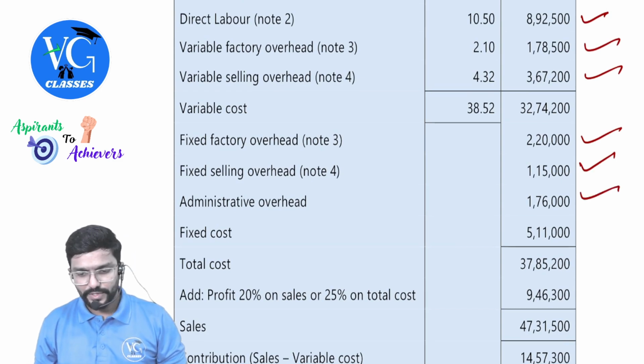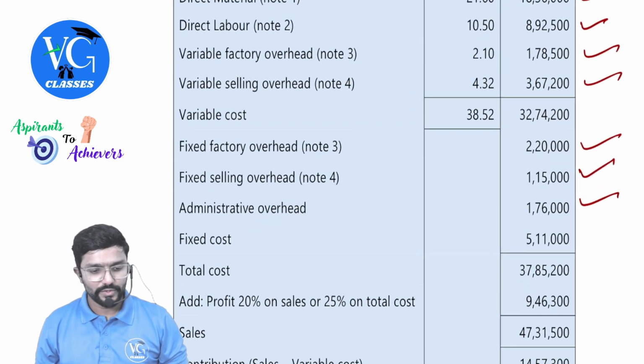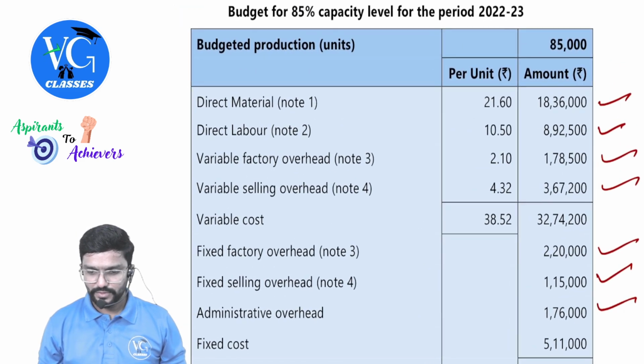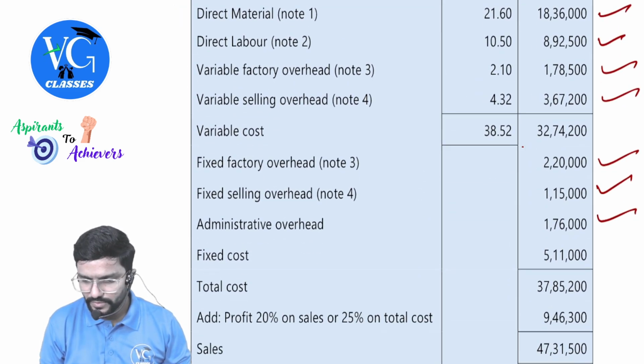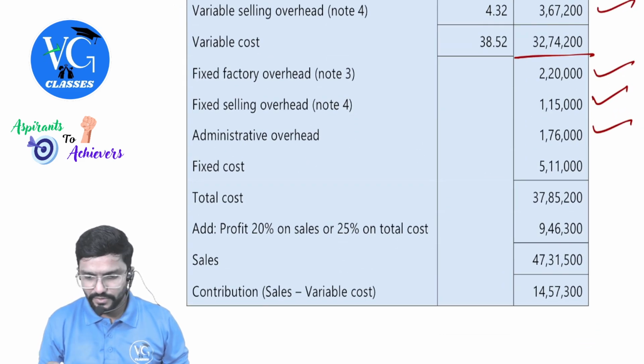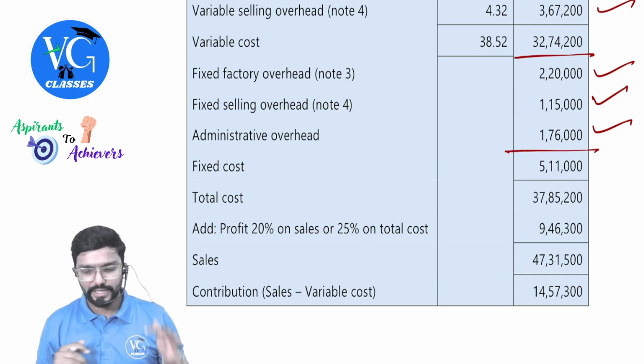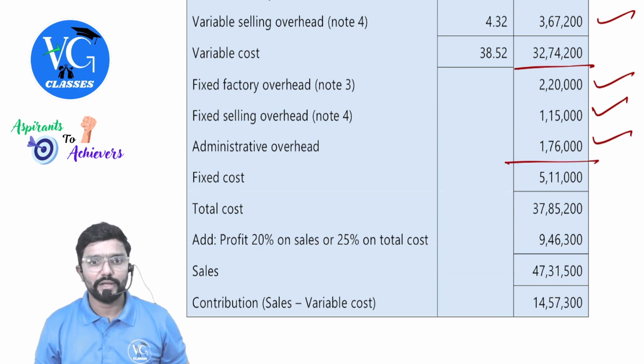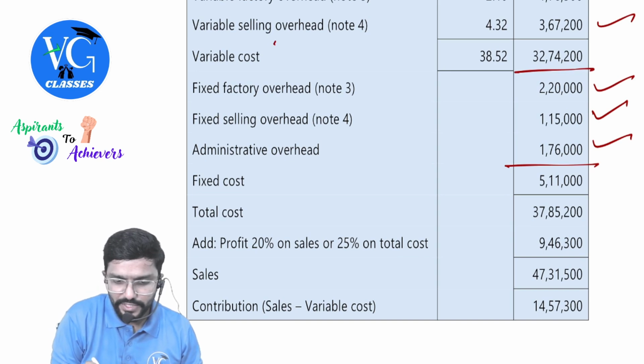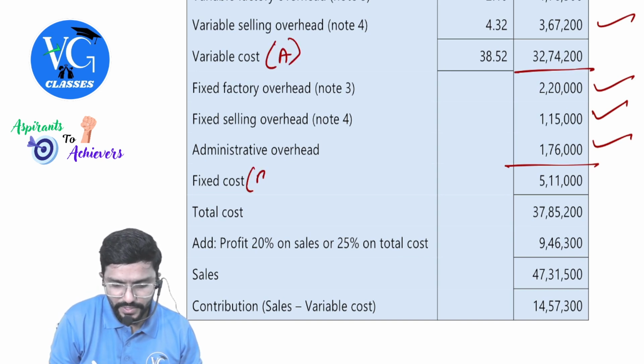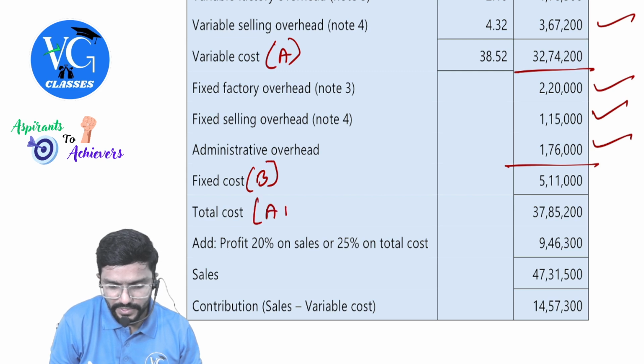176. Okay, sure. So, variable cost total, better you draw a line here. Fixed cost total 5 lakh 11,000. Now add up both. Maybe give the notation. A, this is B, this is A plus B.